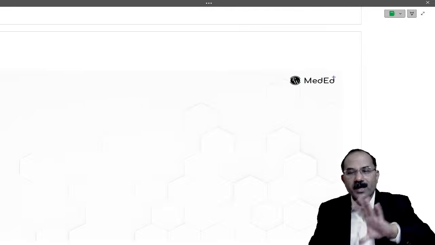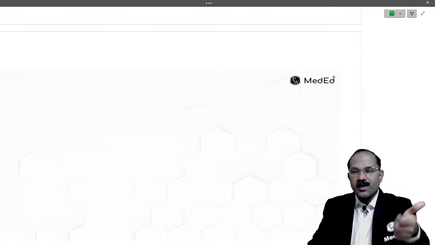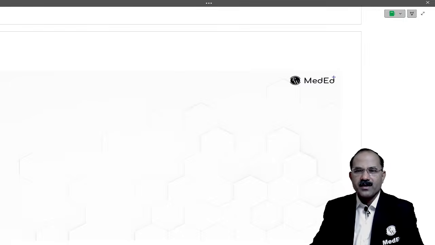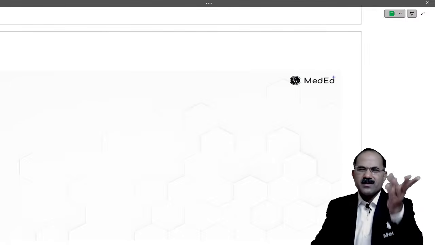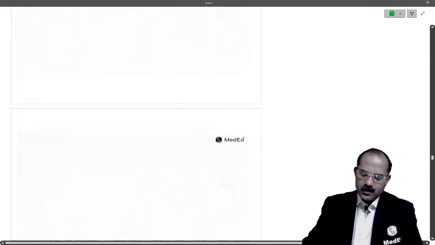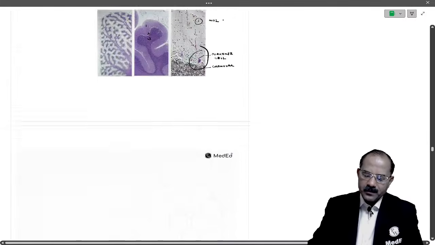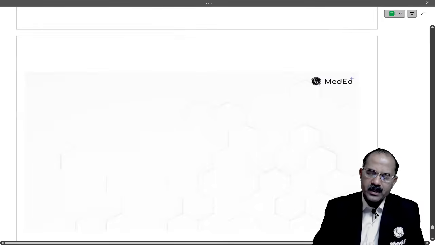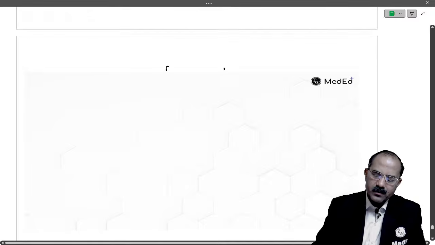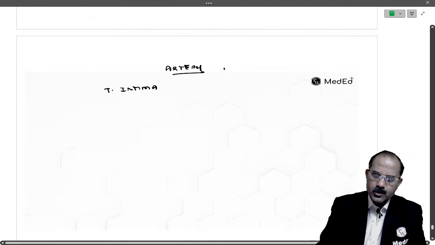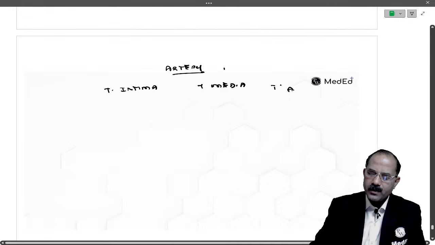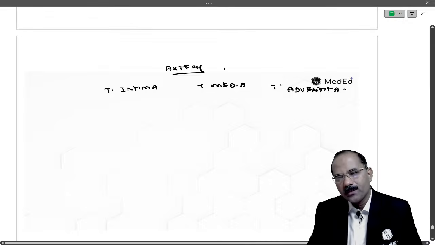And what are the 2 types of fibers which come towards the cerebellum? One is the climbing fiber and one is the mossy fiber. Climbing fiber, mossy fiber. We'll see this in neuroanatomy later. Okay, fine. Now you tell me, what are the 3 tunics of an artery? I don't have that slide of artery. What are the 3 tunics of an artery? Tunica intima, tunica media, and tunica adventitia.